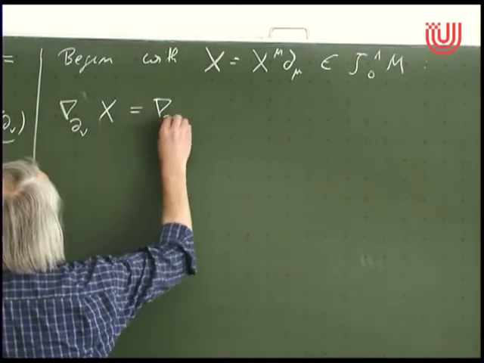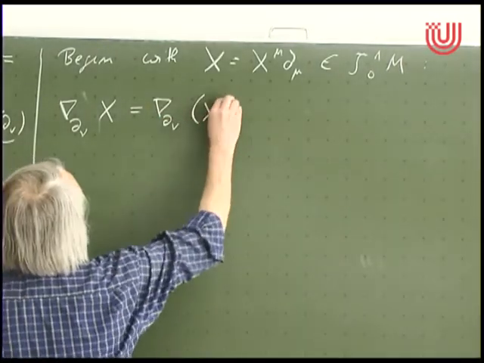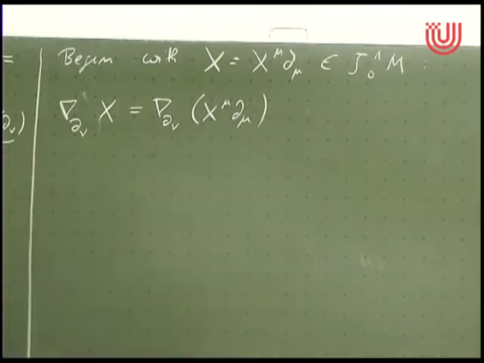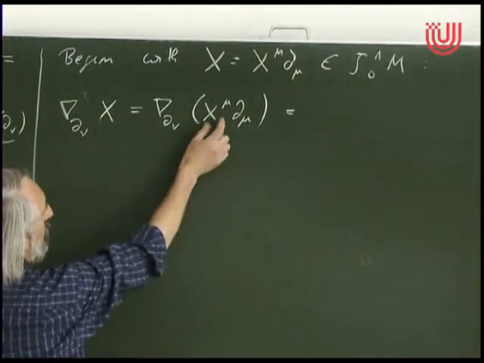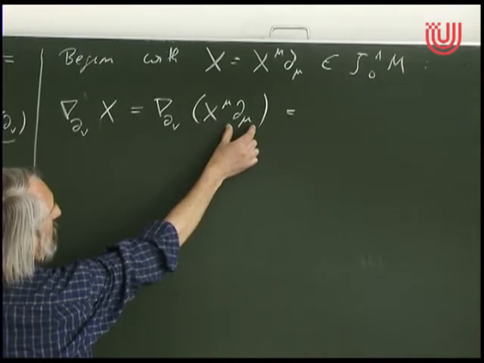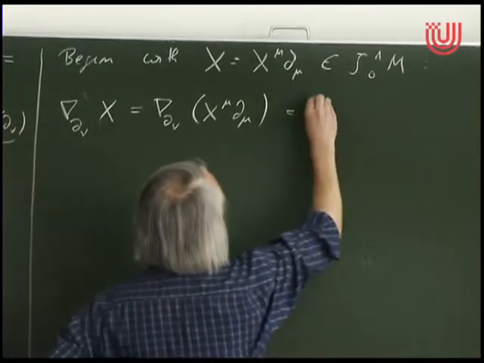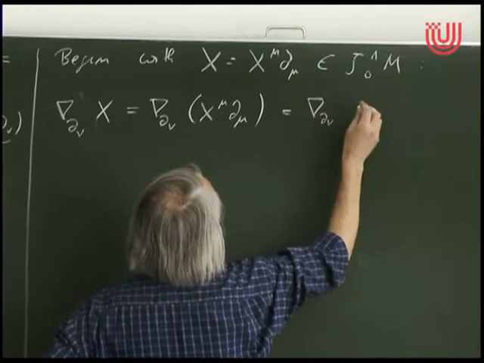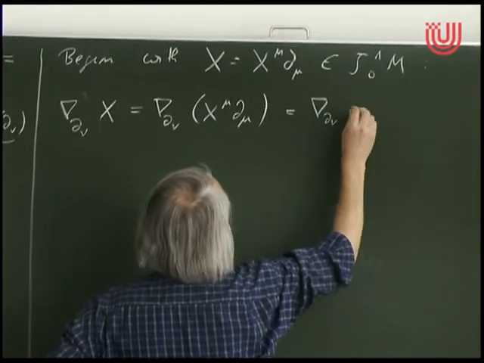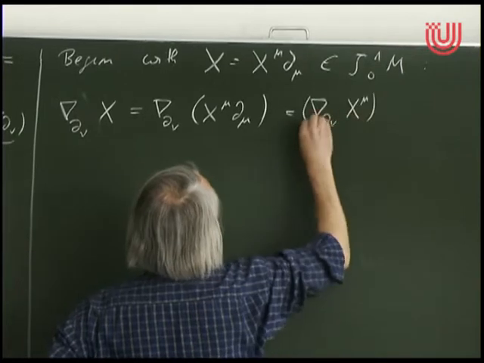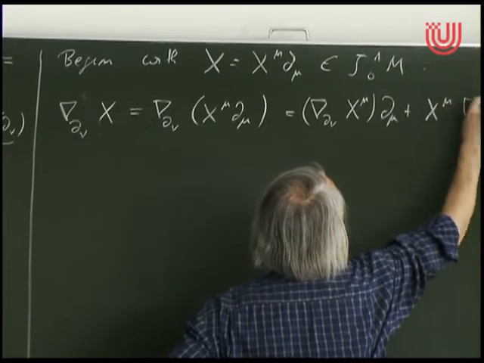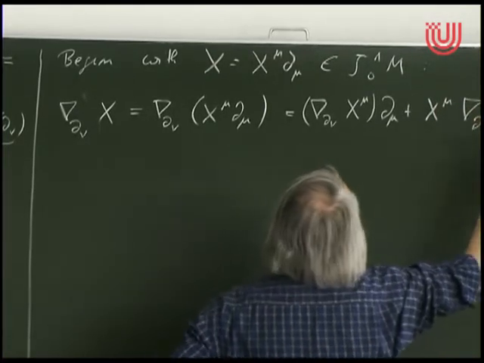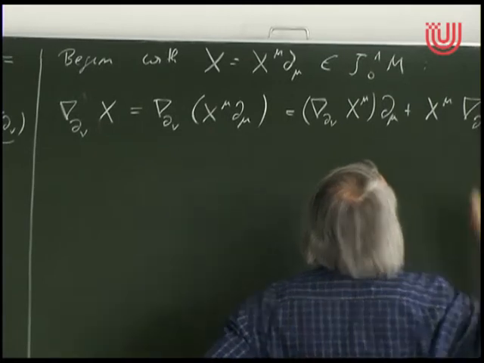So let's just do this. So this is X^μ ∂_μ. And now you see that the Γs enter the stage, right? This operator satisfies the product rule. Here I have a product of a scalar field and a vector field. So I can use the product rule, which gives me the covariant derivative in the direction of ∂_ν applied to X^μ times ∂_μ, plus X^μ times the covariant derivative applied to ∂_μ.